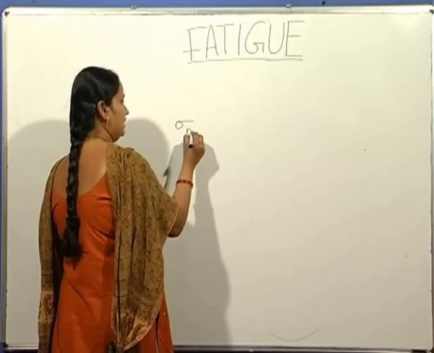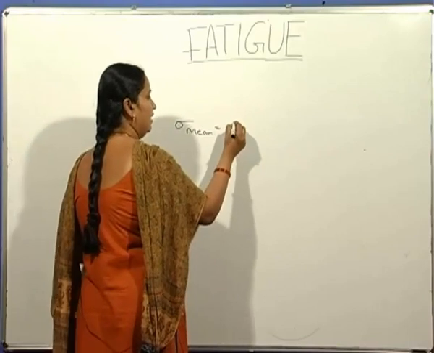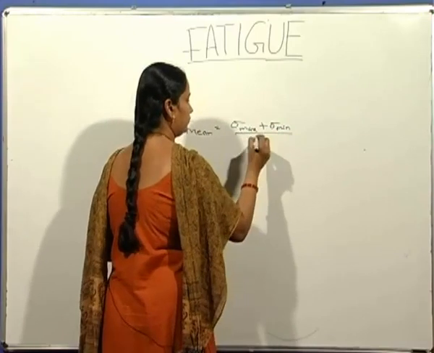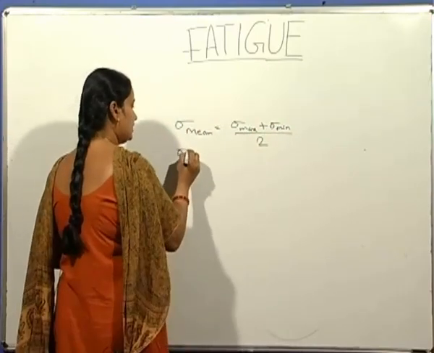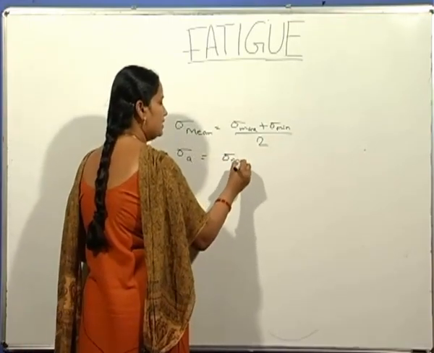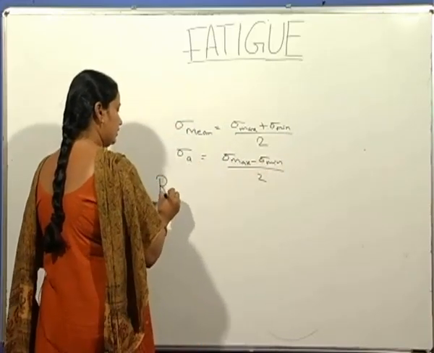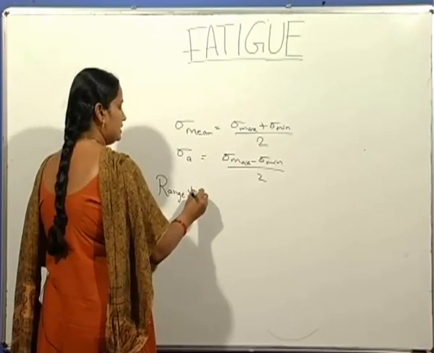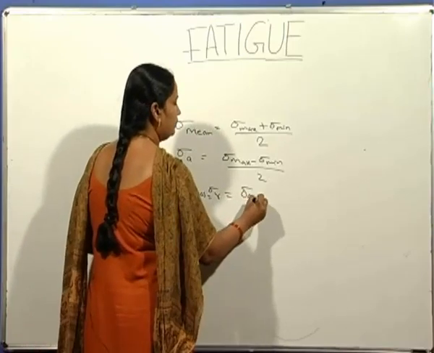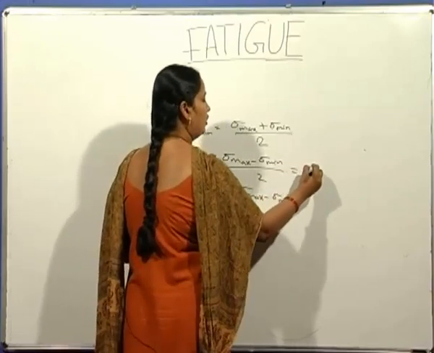Now from these different stress cycle forms, the various parameters that can be obtained are mean stress, which is indicated by the symbol sigma subscript m. It indicates the average of maximum plus the minimum stress by 2. Alternating stress, or the stress amplitude, is equal to sigma maximum minus sigma minimum by 2. Range stress, which is indicated by the symbol sigma subscript r, is equal to sigma maximum minus sigma minimum. So alternating stress can also be written as half of range stress.